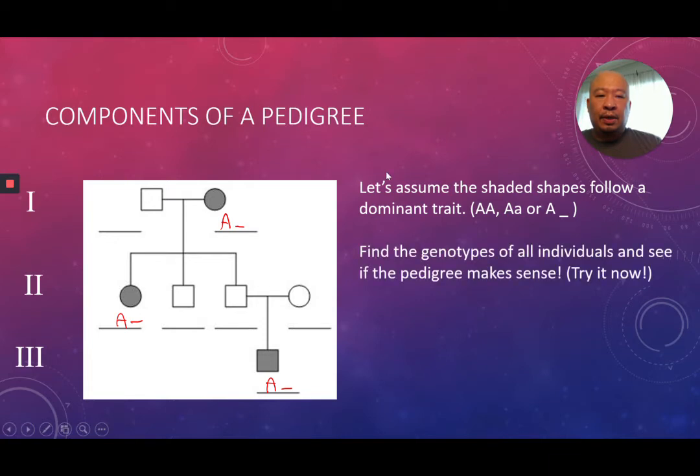So if the shaded individuals are dominant, that means all of the unshaded individuals must be recessive. So this has to be recessive, and this one here has to be recessive.